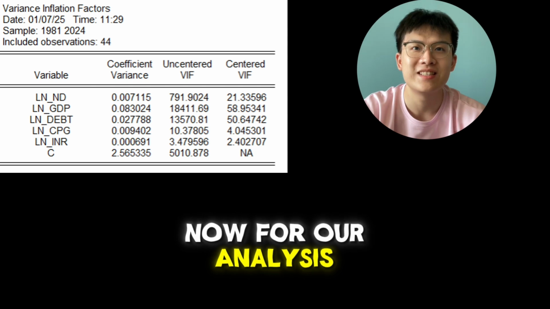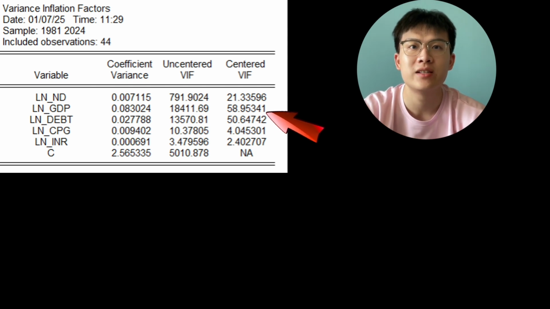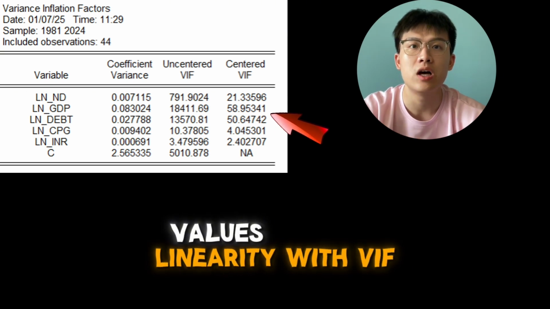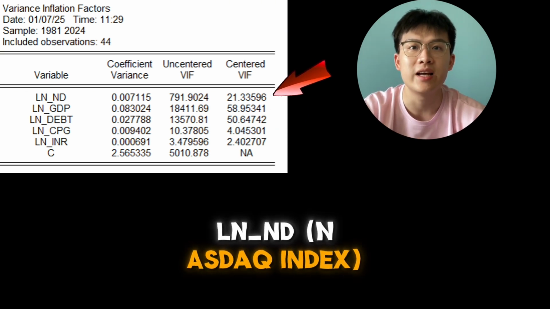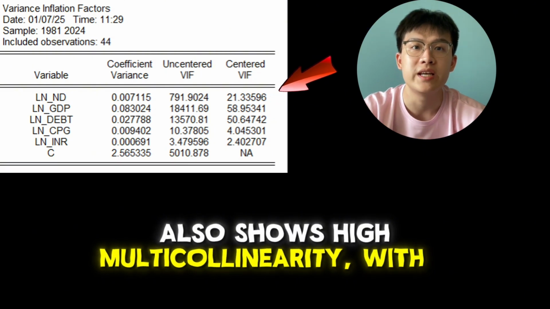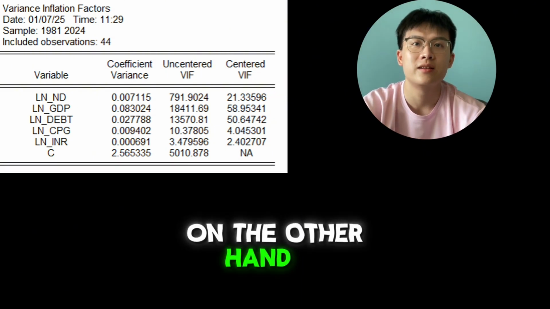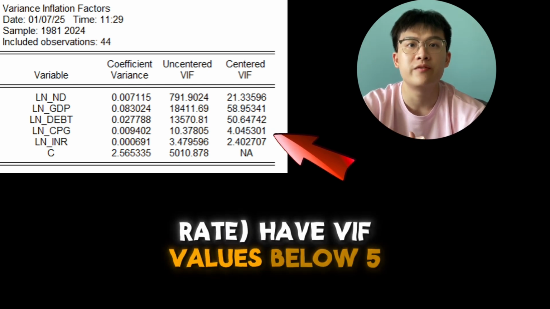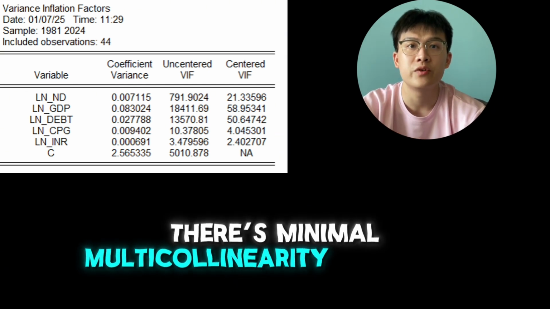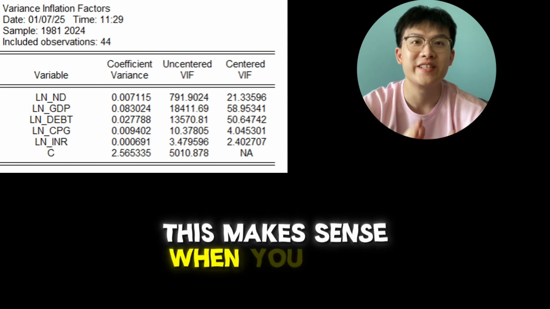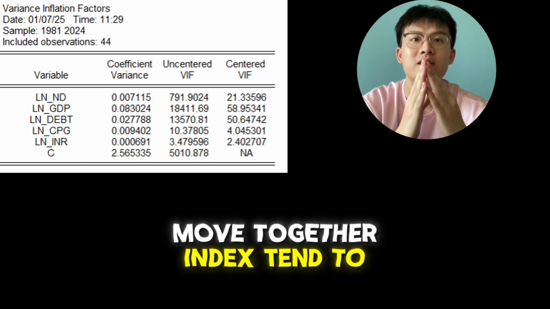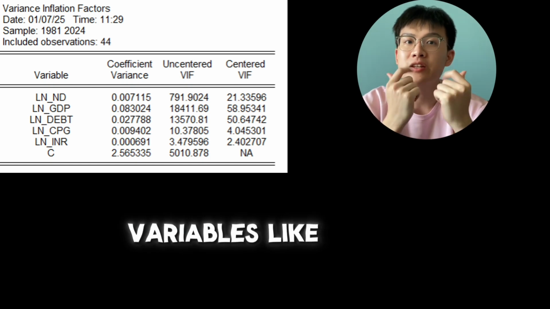Now, for our analysis, L and GDP, gross domestic product, and L and debt, public debt, have severe multicollinearity with VIF values over 50. L and ND, Nasdaq index, also shows high multicollinearity with a VIF above 10. On the other hand, L and CPG, energy cost, and L and INR, interest rate, have VIF values below 5, meaning there is minimal multicollinearity for these variables. This makes sense when you think about it. GDP, debt, and the Nasdaq index tend to move together in economic trends, while variables like energy cost and interest rate are more independent.